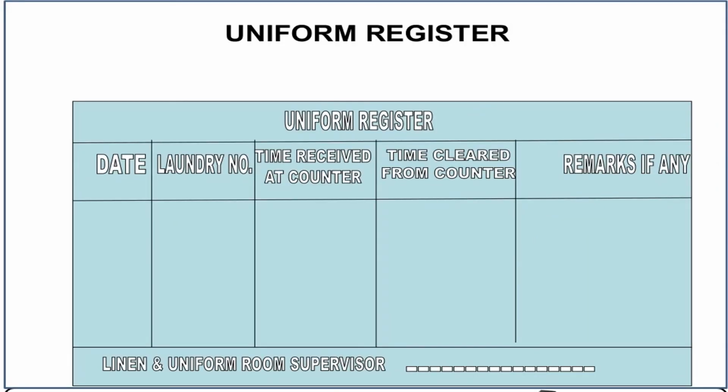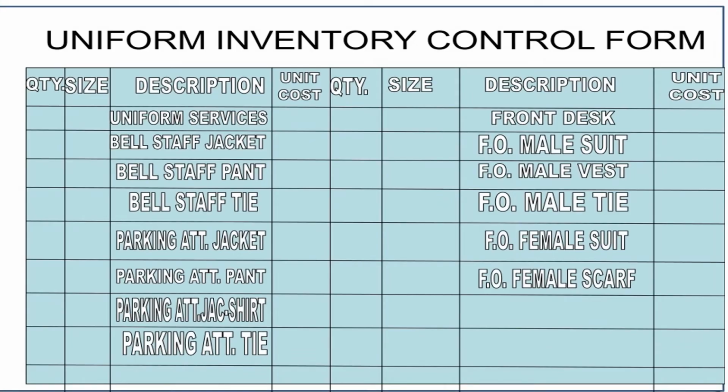Uniform register. In this, the date, number of laundries, time of receipt at the counter, time of receipt cleared from the counter, etc. are mentioned. Uniform inventory control sheet. In this, the number of uniform services of all the staff members are listed, and their sizes with the quantity issued to them are mentioned.